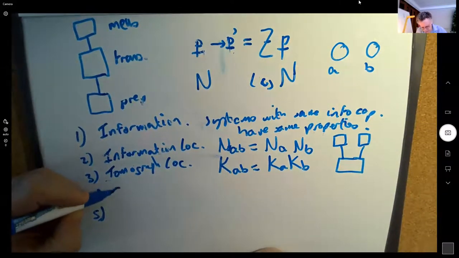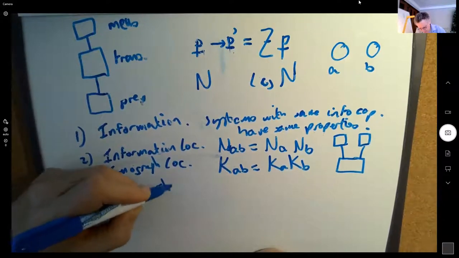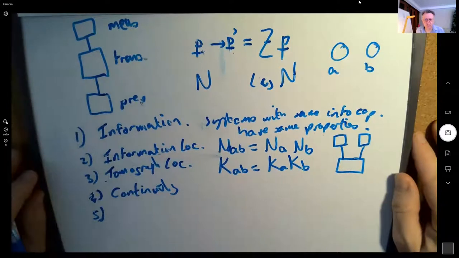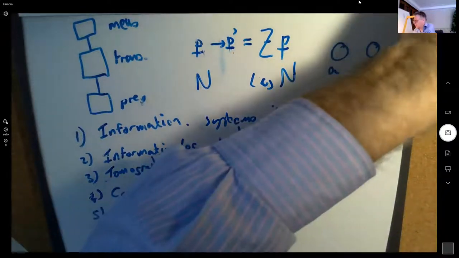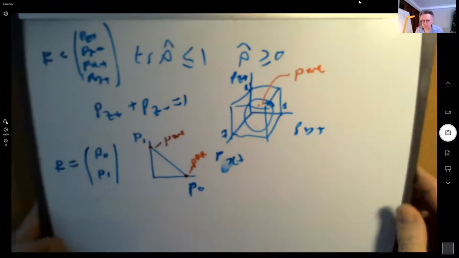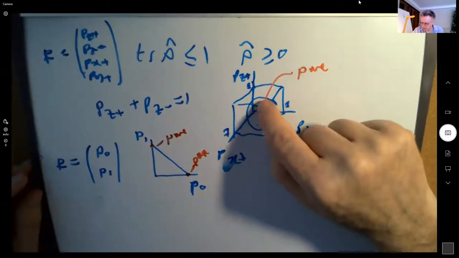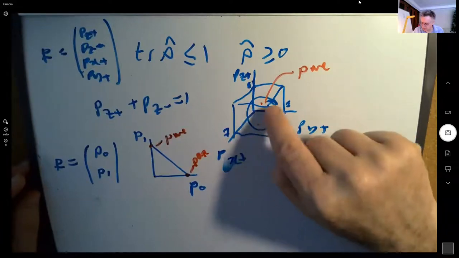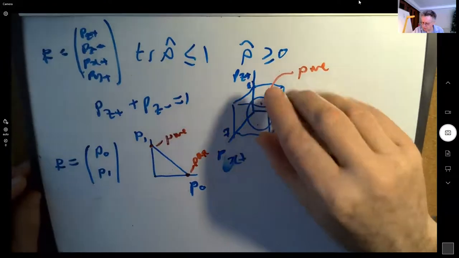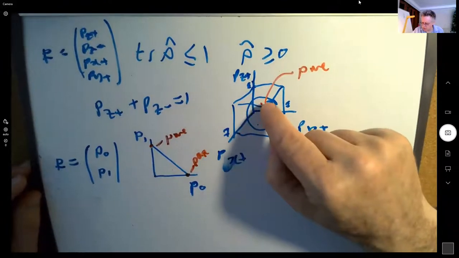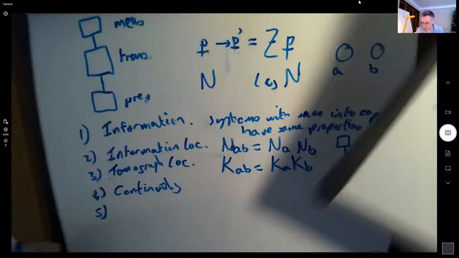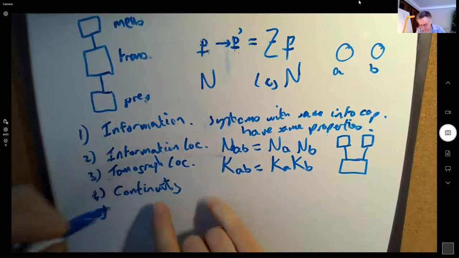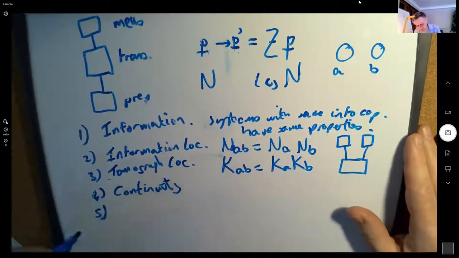Another axiom is the continuity axiom. What the continuity axiom says is that there exists a continuous reversible transformation between any two pure states. So remember, in the case of a qubit in quantum theory, the pure states are continuously connected on the surface of this ball. And you can find a transformation which will take you continuously from any one pure state to any other pure state. So you can find a reversible transformation. So we're going to elevate that to the level of an axiom, saying that there exists a continuous reversible transformation between any pair of pure states.